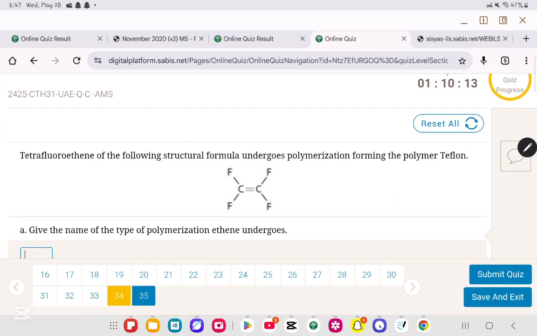Tetrafluoroethene of the following structural formula undergoes polymerization to form the polymer Teflon. As you can see, it has a double bond. That means it is an alkene, and alkenes undergo the addition reaction. So very simply, this reaction is known as addition.